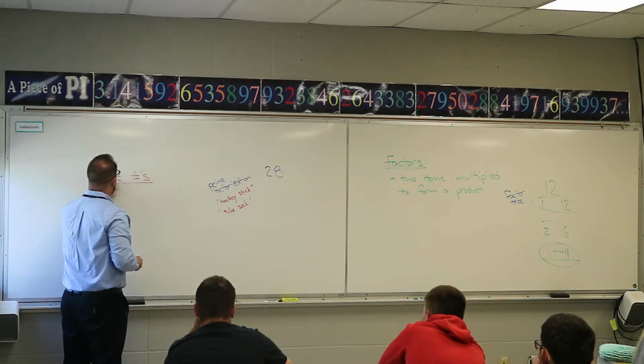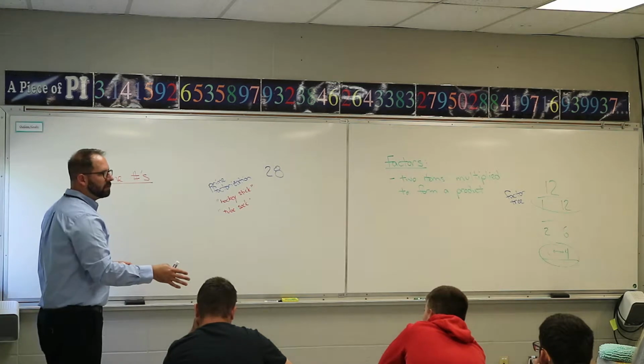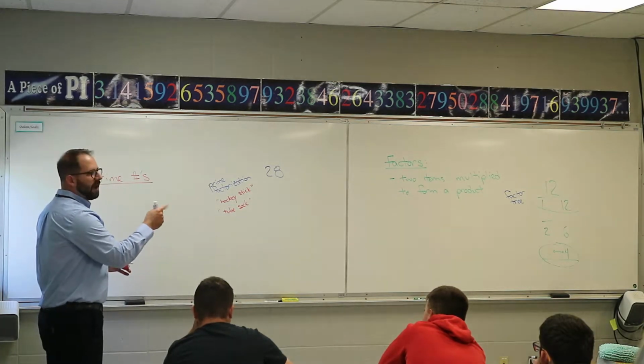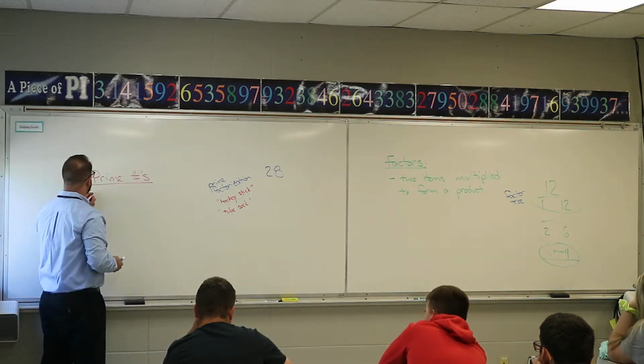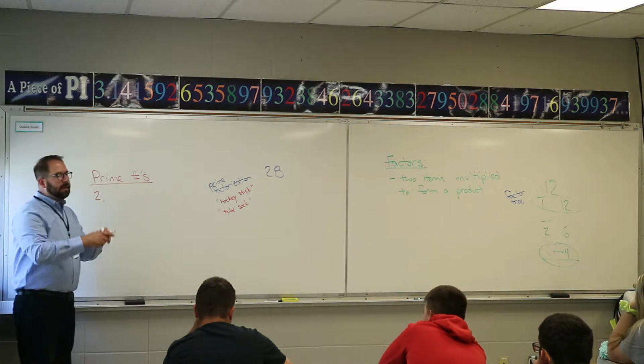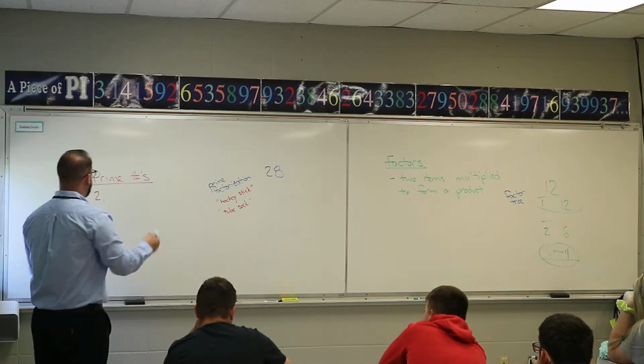Now, prime numbers are numbers that you cannot break down any further. There's a set group of numbers in this world that you can't factor apart. They don't break up at all, right? So the first prime number that we always use is the number 2. It can't be broken down. Only two numbers go into the number 2. It's 1 and 2. Nothing else goes into it.